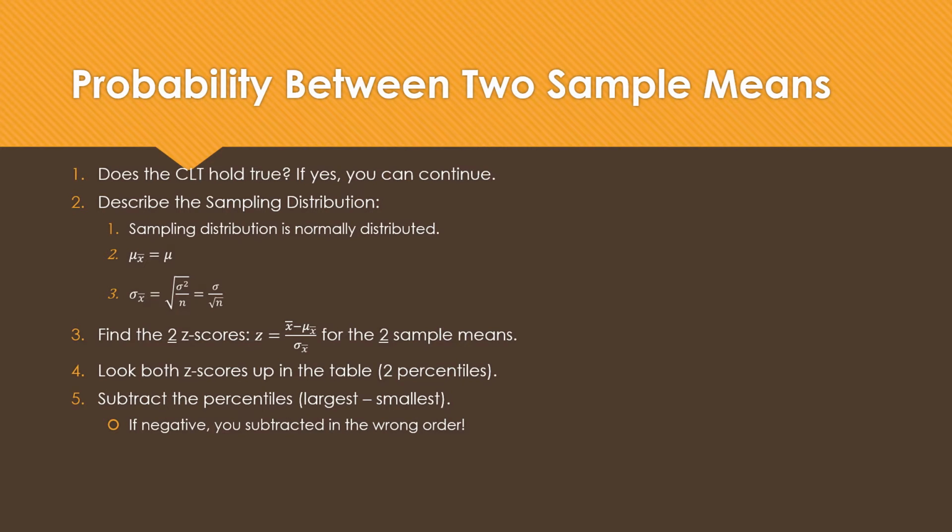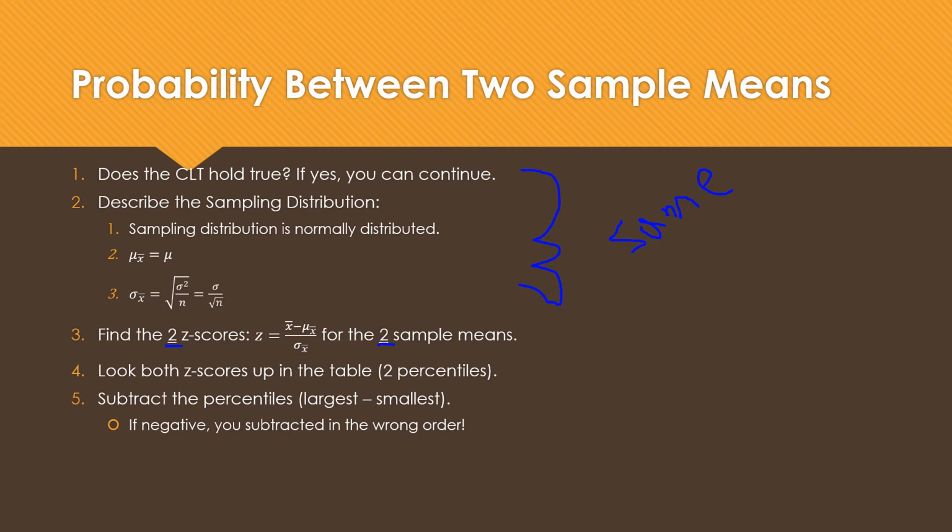I'm going to talk about the probability between two sample means. A lot of this is the same. The first two steps are the same. What is different is when we get to step 3, and in step 3, we're going to find two z-scores because we have two sample means.